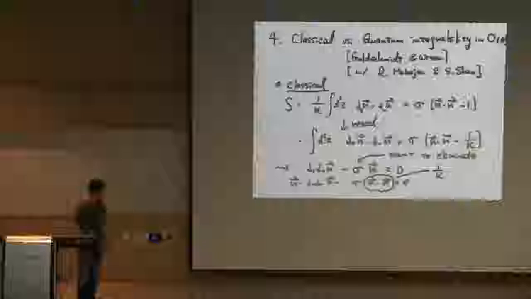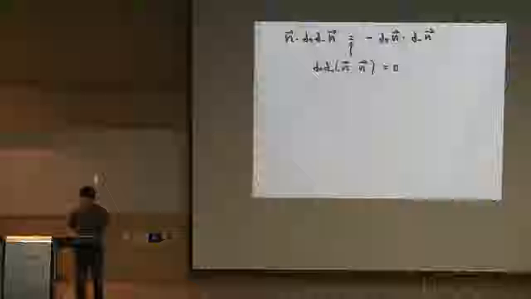Furthermore, you had this factor, but this can be rewritten as minus del plus vector n dot del minus vector n. The reason for this is that we have the constraint that n dot n is constant. So if you take the derivative of this, it becomes 0, and if you rewrite it, it becomes this equation. Now, using this equation in the Lagrangian, you can determine the value of sigma and then get the following equation of motion of the O(N) nonlinear sigma model. So this is the answer.